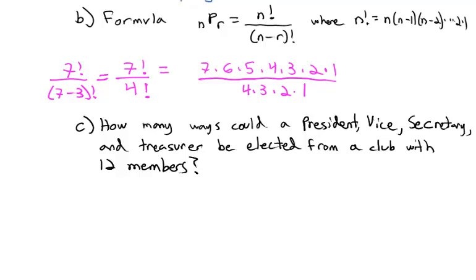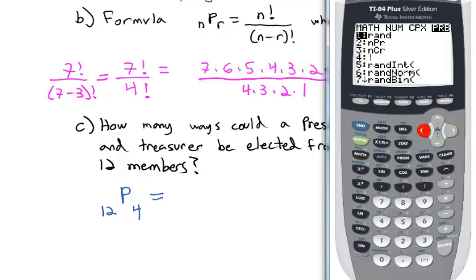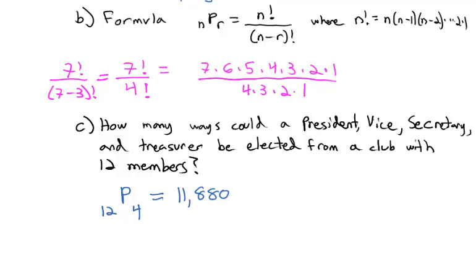Notice we're selecting some out of the group. If we're selecting some out of the group, that is the permutation formula. The entire group has 12 members, and we're selecting a president, vice president, secretary, and treasurer. We're selecting 4 of them. So we're doing a 12 permutation 4. 12, math, over to probability. Option number 2 is for permutations, 4. And we see there are 11,880 ways this could turn out.